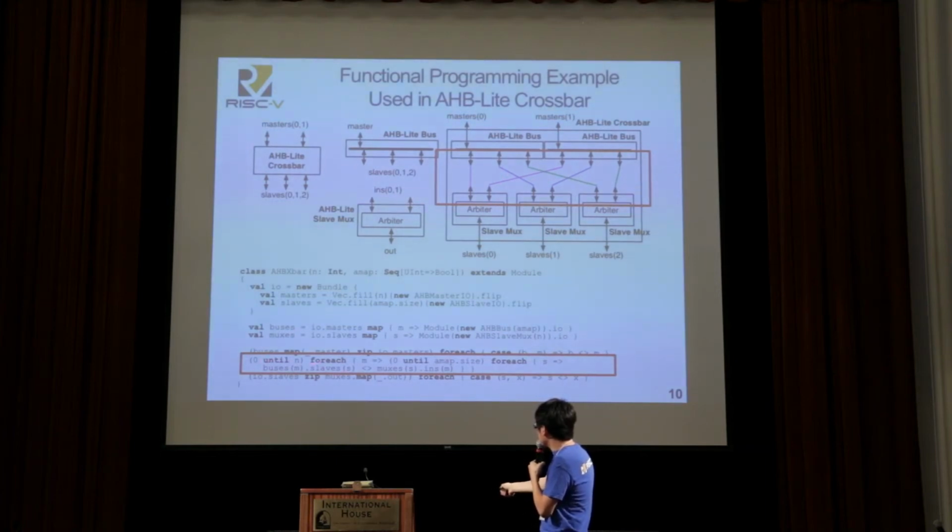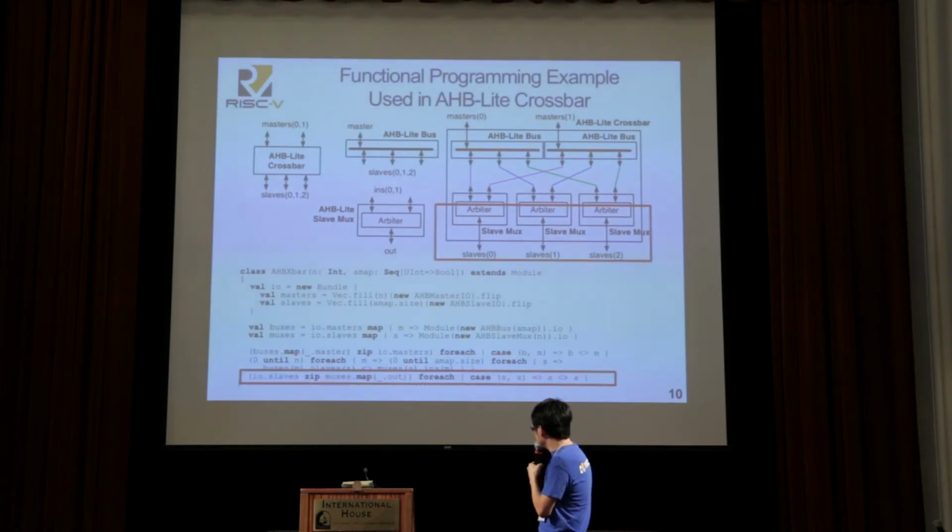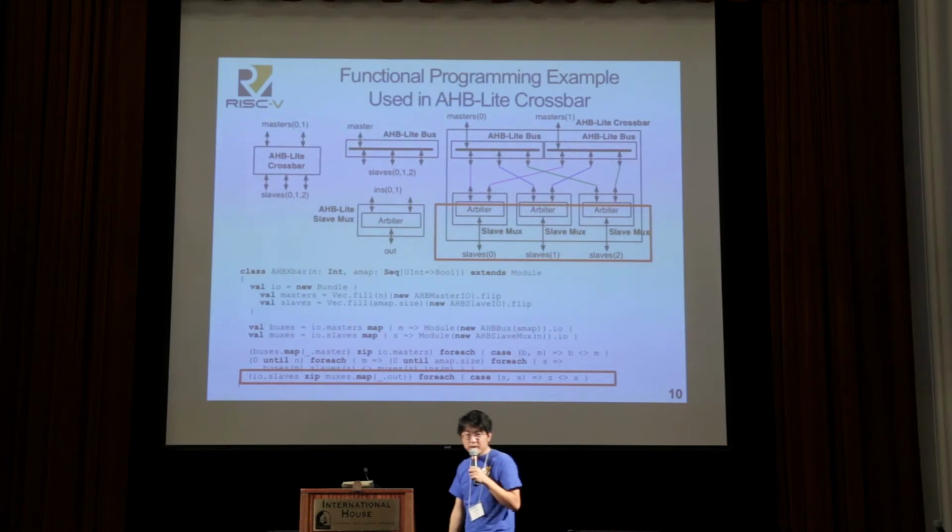I do a for loop over all the number of masters and the number of slaves, and I'm connecting all these three ports first. So I'm connecting this guy to that guy, this guy to that guy, this guy to that guy. And then the next iteration, it will connect the other guys. And finally, it's pretty simple now. You zip the list of slaves and the output of these slave muxes and connect them together. It's pretty neat, isn't it?